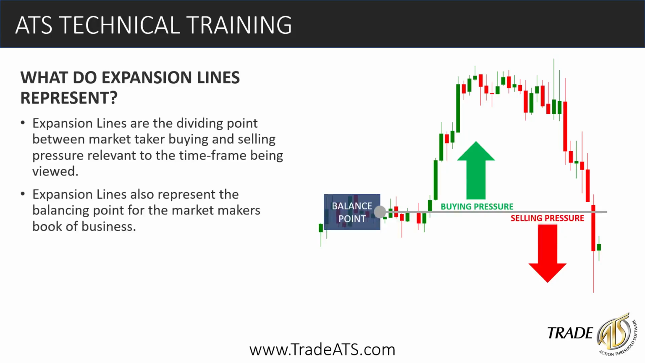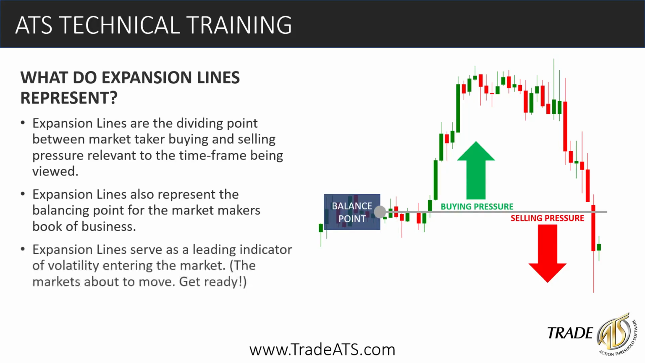The expansion lines also represent the balancing point for the market maker's book of business. Like we talked about in the boxes in the last lesson, that expansion line is going to be drawn forward and represent that balancing point, which we will also sometimes refer to as average price in some of our other trainings.